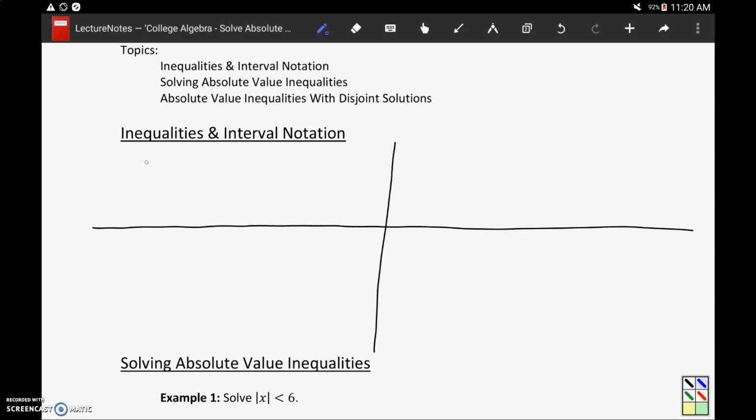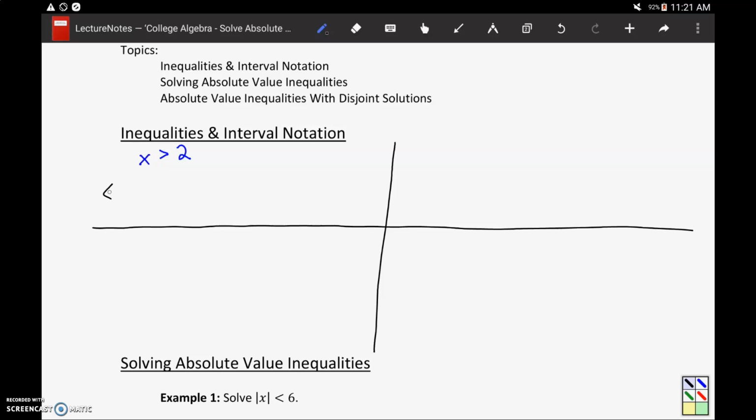So if we were to take a statement like x is greater than 2, that would mean x can be any number larger than 2. So 2.5, 3 is larger than 2, 2.1 is larger than 2, 2.0001 is larger than 2. So any value that we can choose that would be larger than 2 would be a solution to this statement.